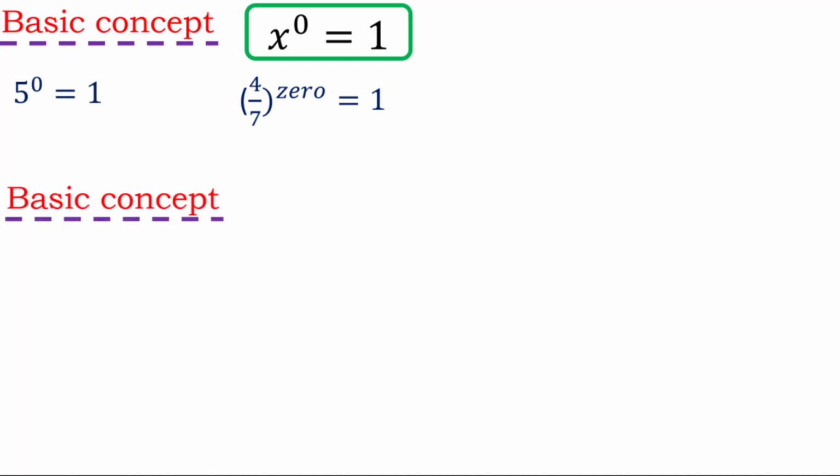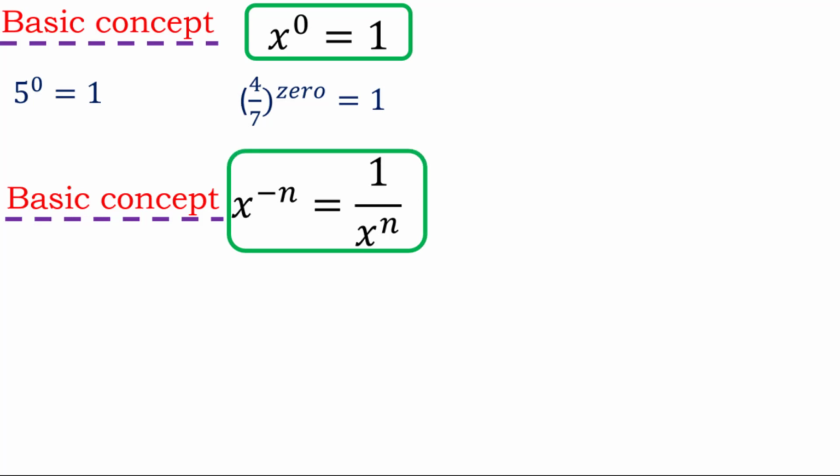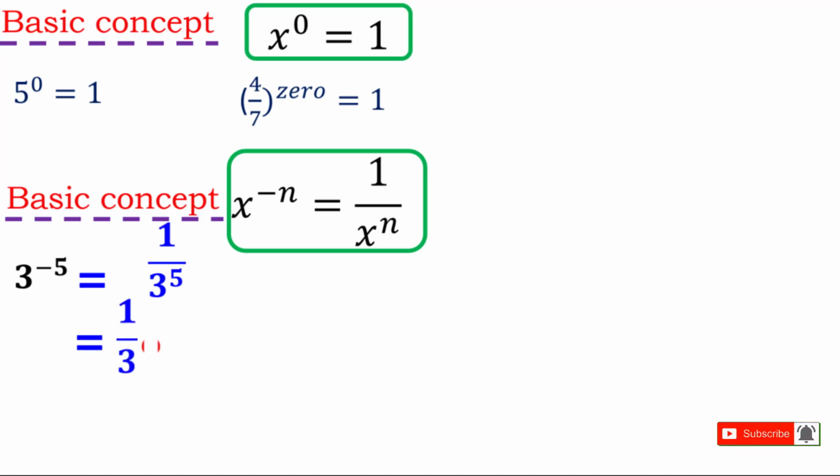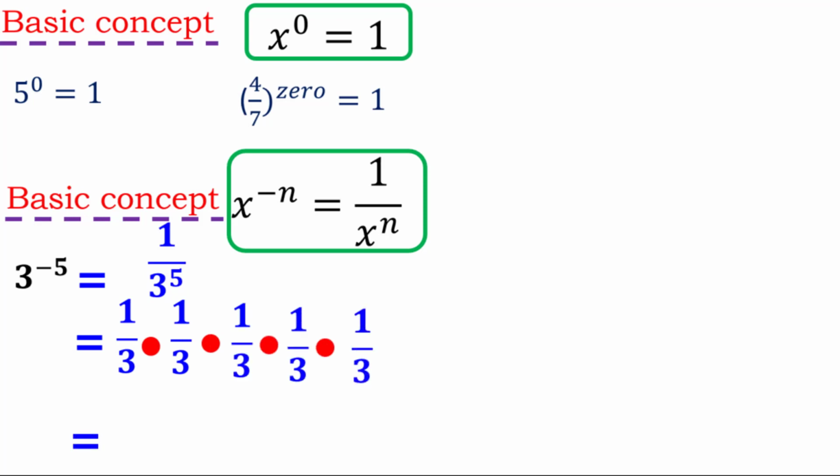The next concept: if we have a number raised to the power negative n, it equals 1 over x raised to the power n. We just find the reciprocal of the number and change the power to be a positive power. For example, if we have 3 raised to the power negative 5, it will be 1 over 3 raised to the power 5. So we will repeat the fraction 1 over 3 five times.